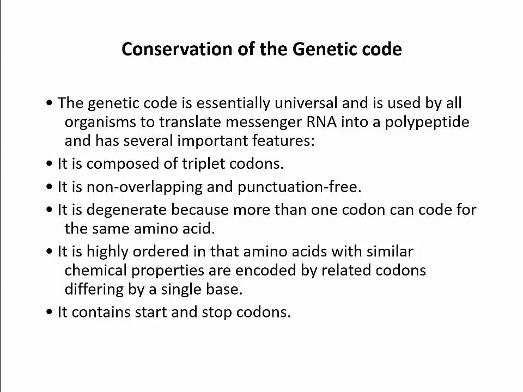It is composed of triplet codons. It is non-overlapping and punctuation-free. We'll talk about what that means momentarily, but just imagine you're reading a paragraph with no punctuation and no spaces. It's degenerate because we have 64 different codons. We have only 20 amino acids, so more than one codon can code for the same amino acid. It is highly ordered, and that means that amino acids with similar chemical properties, so amino acids that are all hydrophilic or all hydrophobic, have similarly related codons.